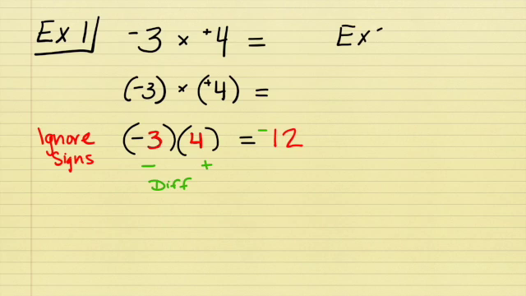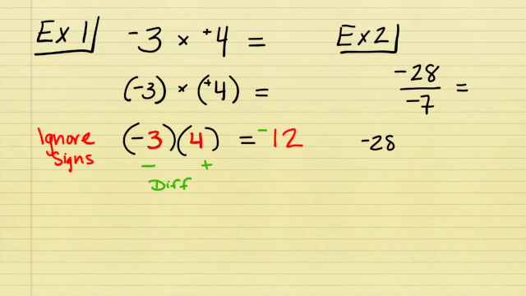Let's look at example number 2. Let's look at a negative 28 divided by a negative 7. Negative 28 divided by negative 7. Notice I wrote it with the fraction symbol, division symbol. You can rewrite it if you want. Negative 28 divided by negative 7.